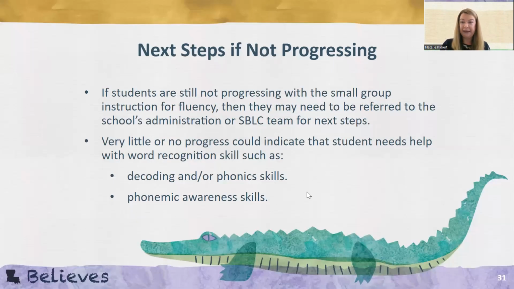Okay, next steps. If they're not progressing, if you've been doing this fluency practice with them for a couple of weeks and they're still at the exact same words correct per minute, then you maybe need to refer them to the school's administration, or we had what's called an SBLC team for next steps, whatever team you have at your school that looks to see what other supports that student may need. Very little or no progress could indicate that students need help with word recognition skills, such as decoding or phonics or even phonemic awareness skills.